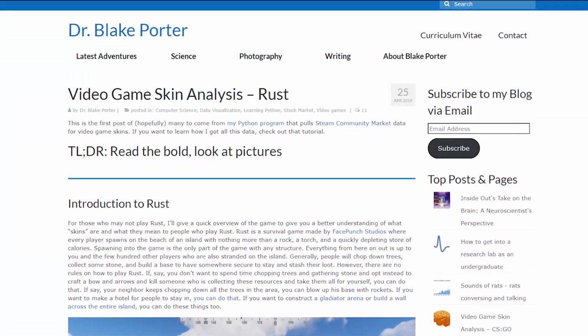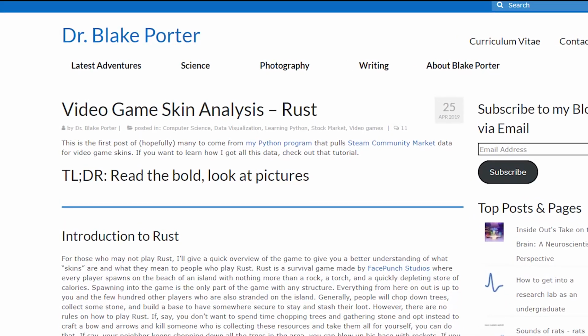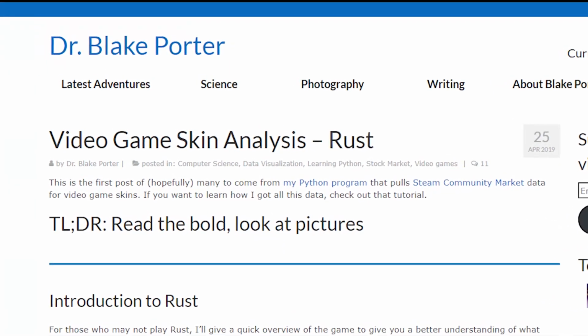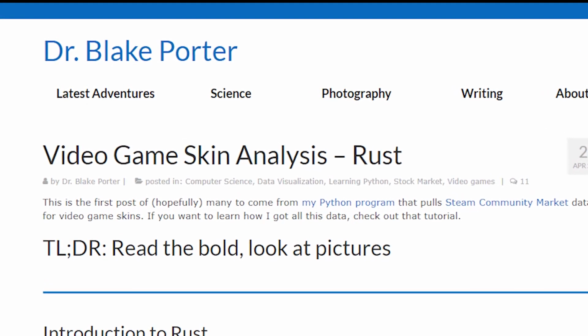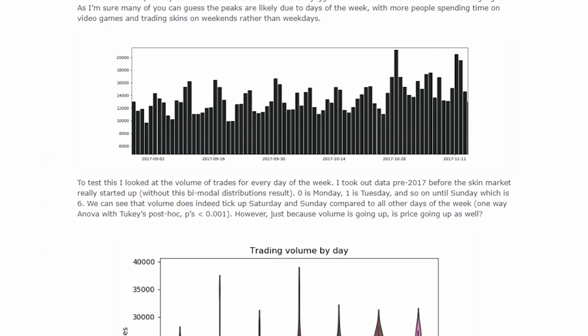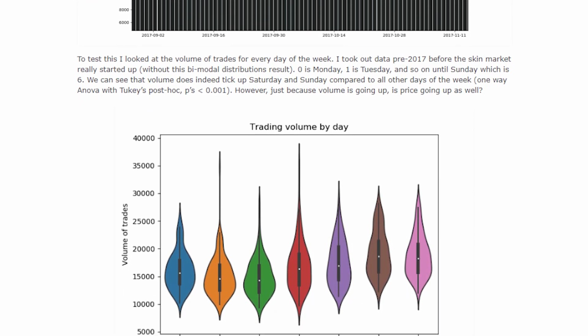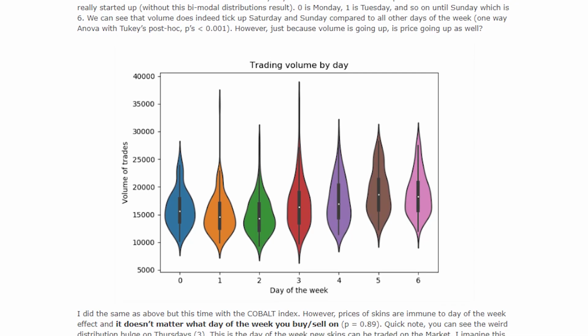Hello there, Hedge here. Video game skin analysis, Rust. A written piece I read quite recently by a Dr. Blake Porter. It's a thorough insight into skin sales from back in 2019 to see if data can be read to identify patterns and figure out what's most viable to profit from. It's an interesting read and I'll link it in the description.